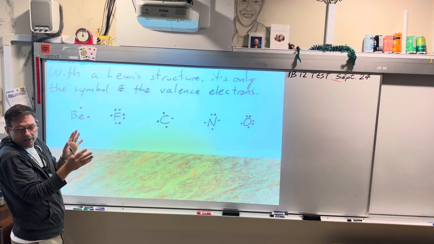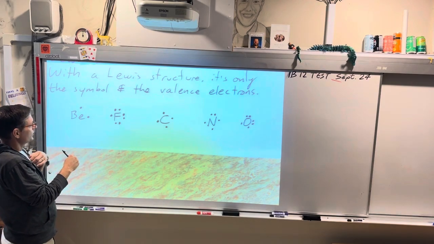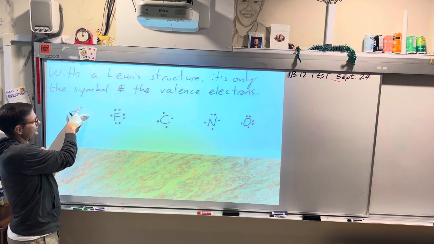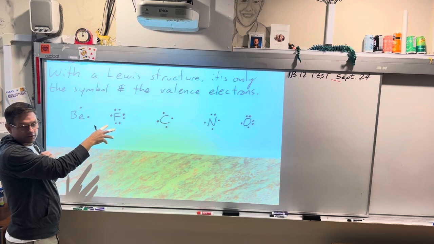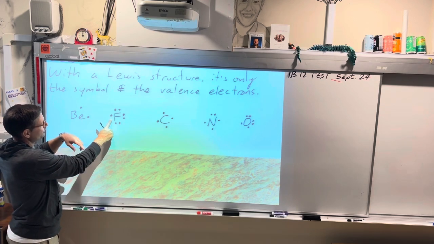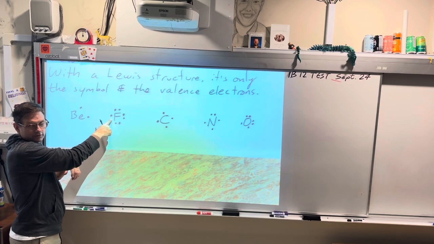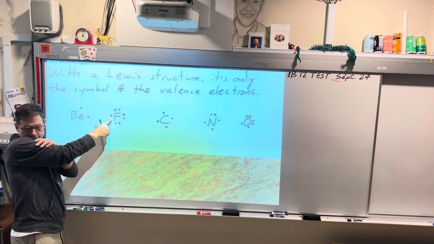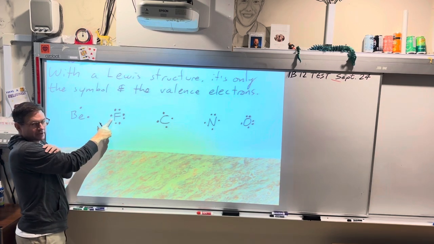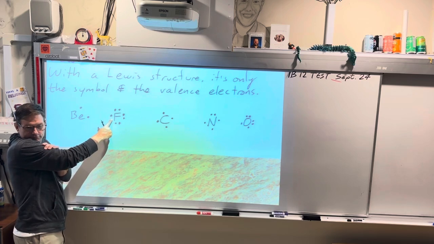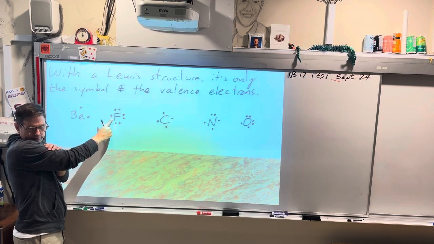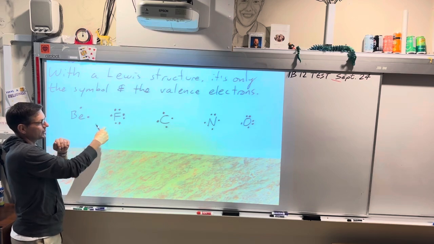We don't really draw them that way because when this becomes an ion, these two are gone, right? And so when this electron goes over here, what happens to the fluorine's outer shell? It gets full. It's full, and then it's happy and stable.